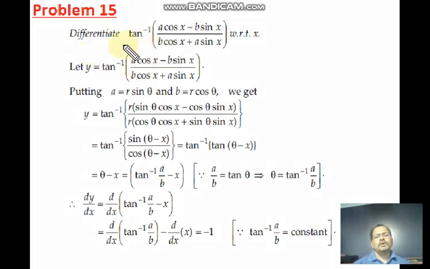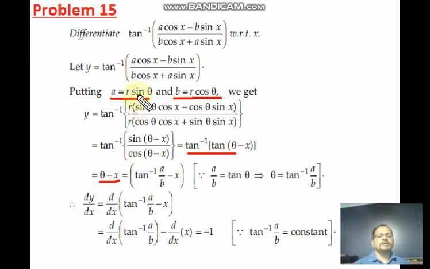Y is equal to tan inverse a cos x minus b sin x upon b cos x plus a sin x. Here put a is equal to r sin theta and b is equal to r cos theta. We get y equal to tan inverse r sin theta cos x minus cos theta sin x, and denominator is cos theta cos x plus sin theta sin x. Numerator is sin theta minus x, denominator is cos theta minus x. It is tan theta minus x. So tan inverse tan cancelling each other, we get theta minus x.